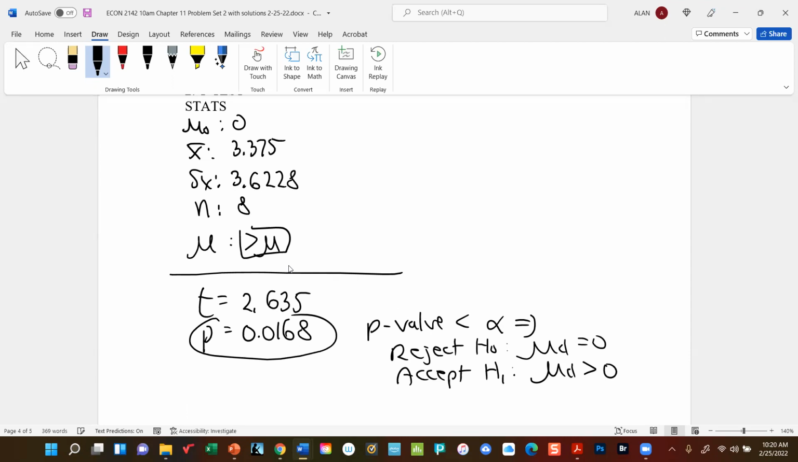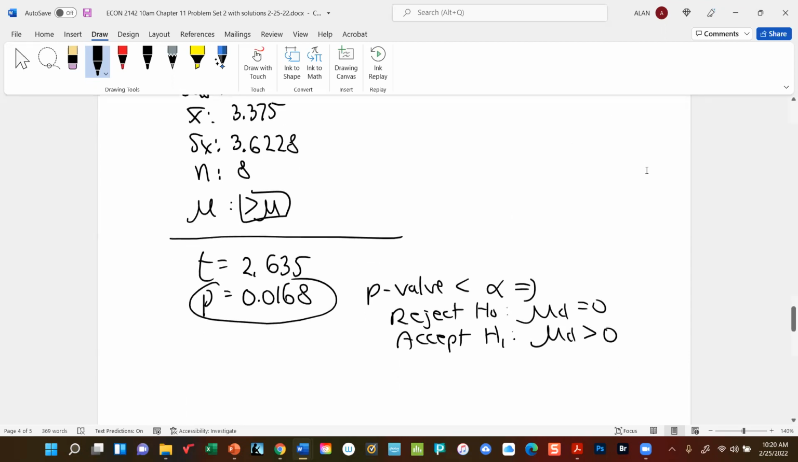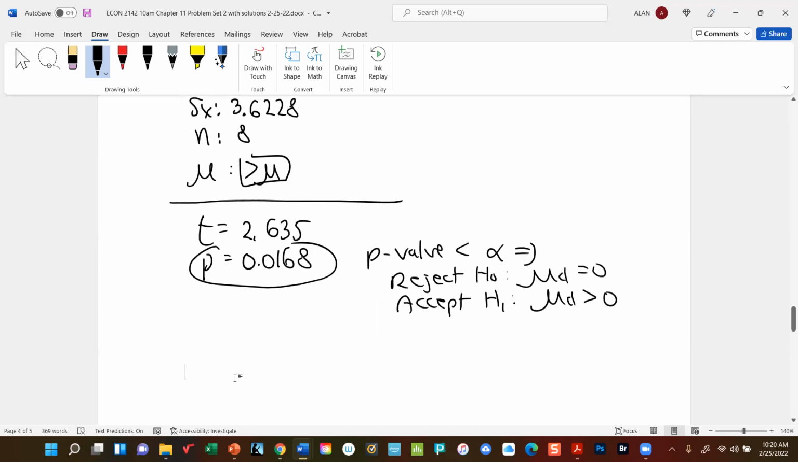So that means the drug works. But what else could we have done? Since we went through the trouble of entering all this information, we might as well take advantage of it. Suppose you had done this, stat tests.